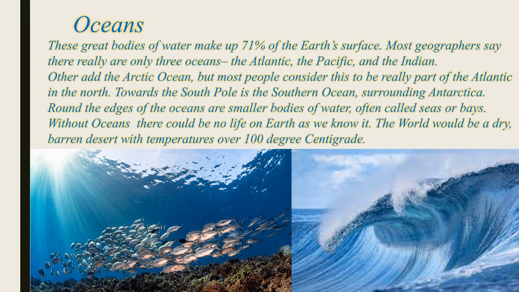Without oceans, there could be no life on Earth as we know it. The world would be a dry, barren desert with temperatures over 100 degrees centigrade. The average depth of the ocean is almost 4,000 meters, but the Mariana Trench, which is in the Pacific Ocean, plunges down to 11,002 meters. It is more than 11 kilometers deep, enough to drown Everest, the highest peak on the Earth's surface.